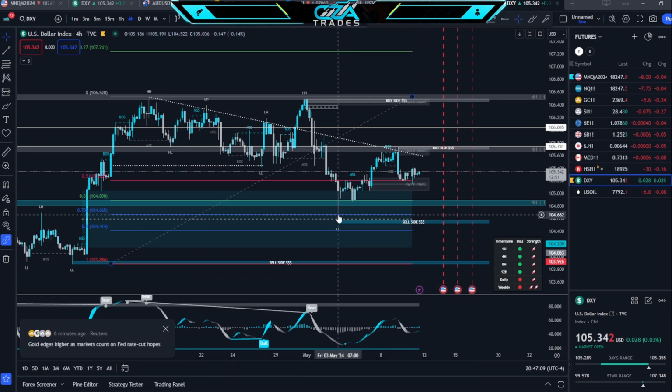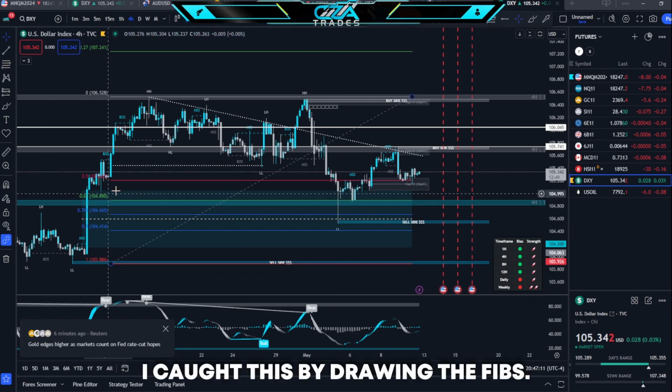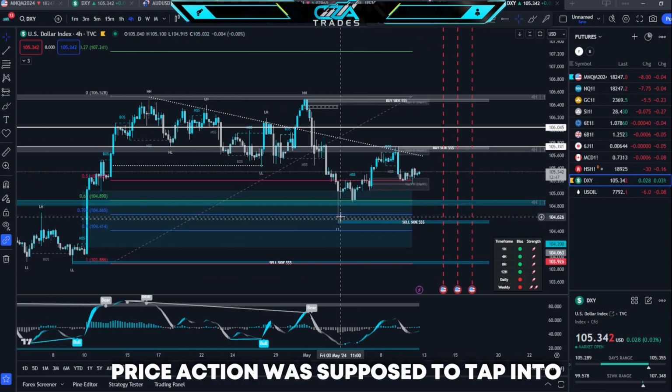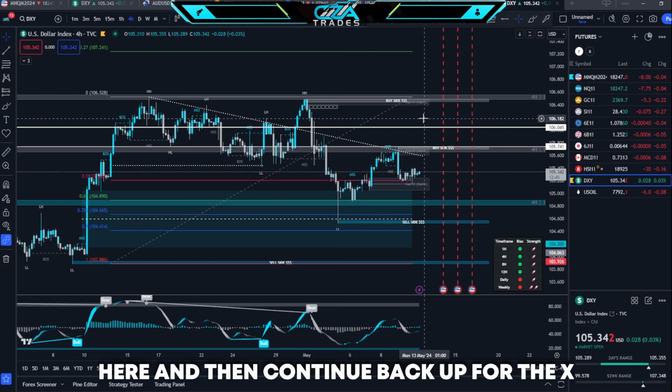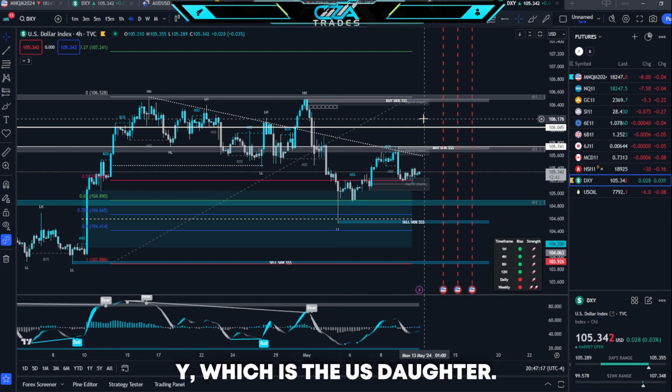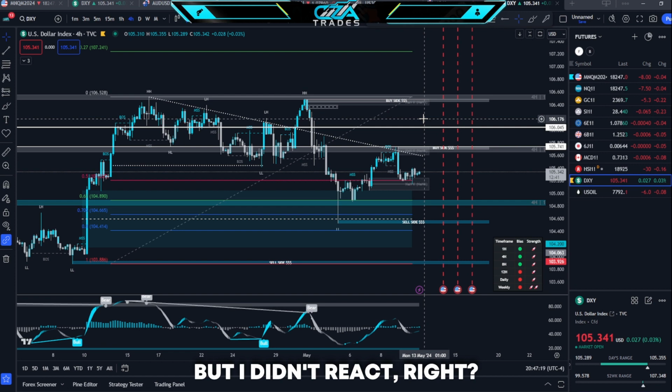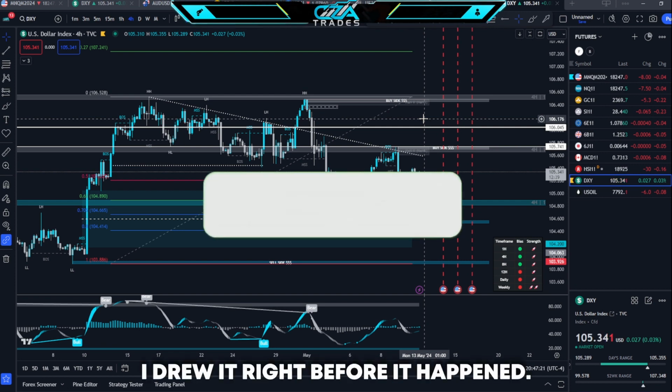I caught this move here. I should have shorted everything else. I caught this by drawing the fibs. Price action was supposed to tap into here and then continue back up for DXY, which is the US dollar. But I didn't react, right? I saw that happening. I drew it right before it happened.